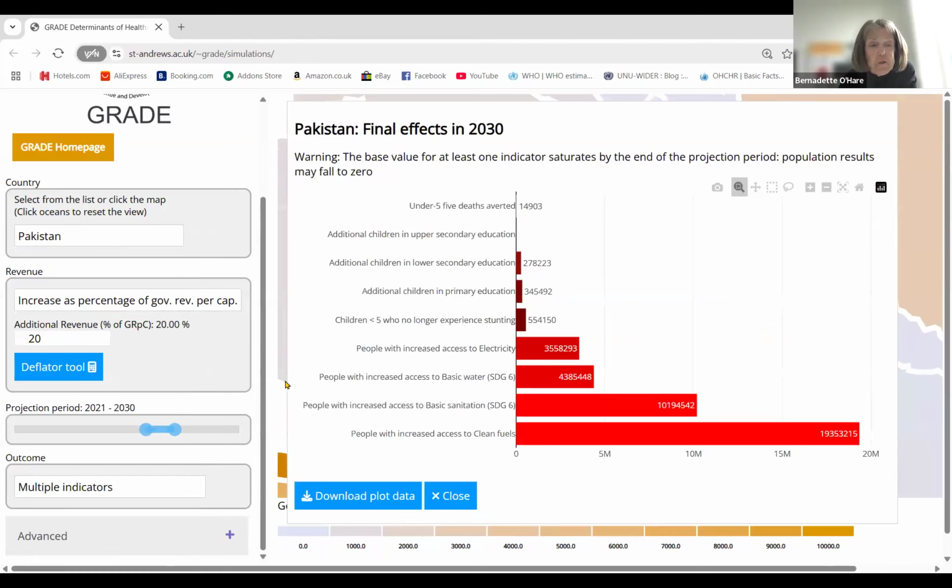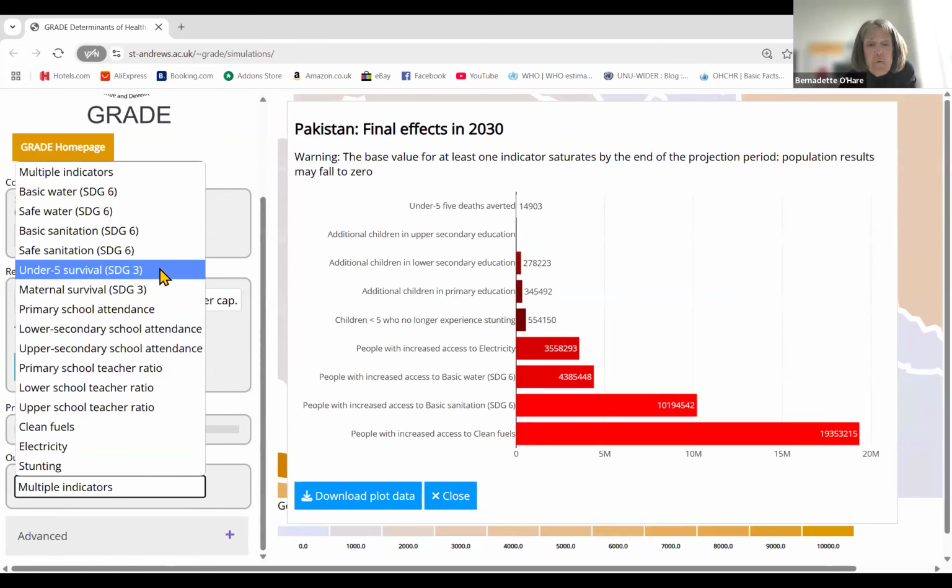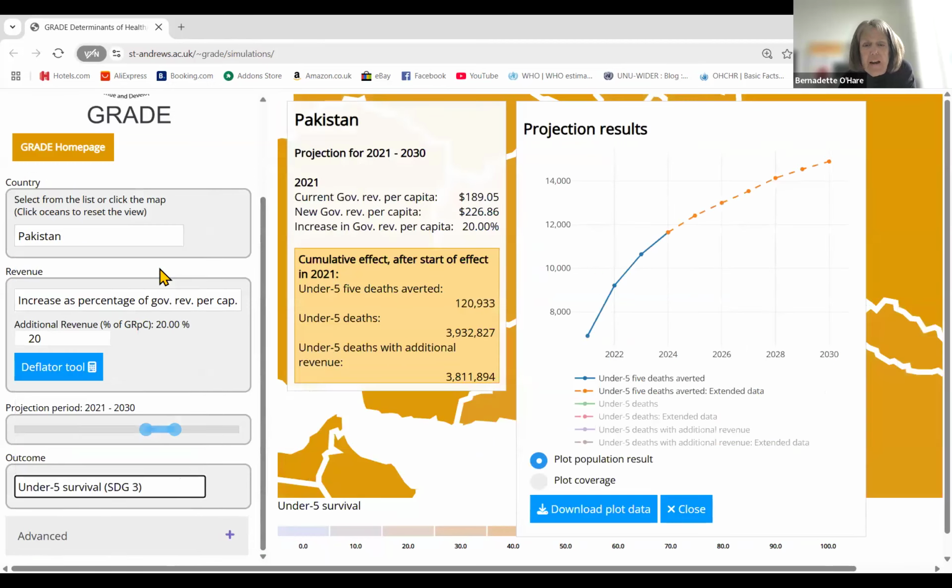And again, we see the numbers are huge. Multiple indicators, clean fuels, 20 million. Let's look at one of them individually, and we look at under 5 mortality. Over 10 years, the cumulative effect would be 120,000 children's lives saved. In 1 year, in 2030, it would be just over 14,000 lives. So these are massive impacts that we can show decision makers to try and make our case for whatever policy change we're advocating for.